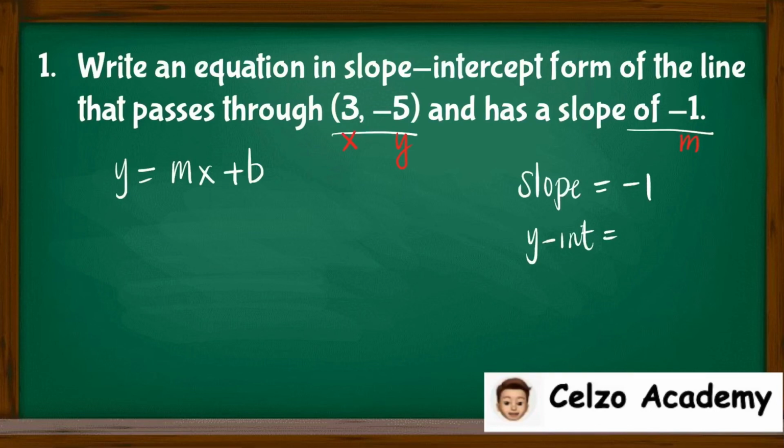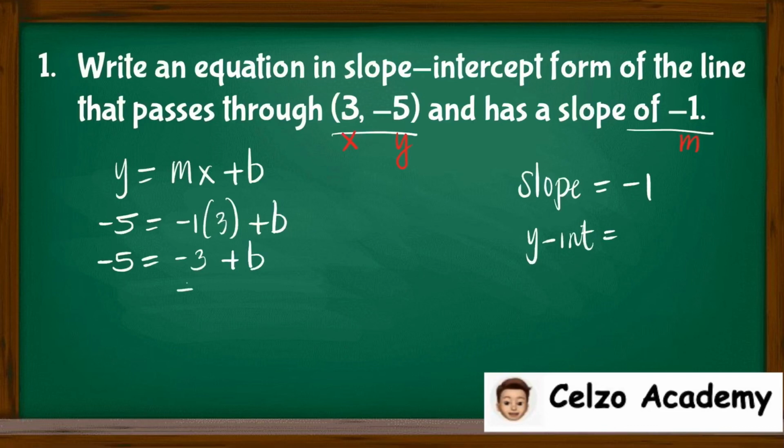Now we can substitute the x, the y, and the m value into our slope-intercept form. So our y value is -5, our m is -1, and our x is 3. From here, we can solve for b, the y-intercept. So now we have -5 = -3 + b. Doing the inverse operations, we can add 3 to both sides. So this means that the b value is -2.